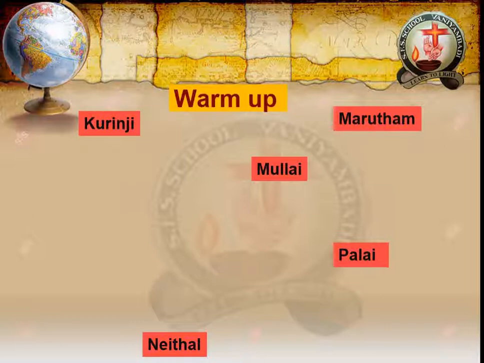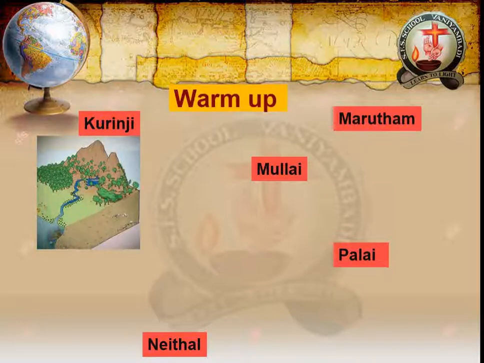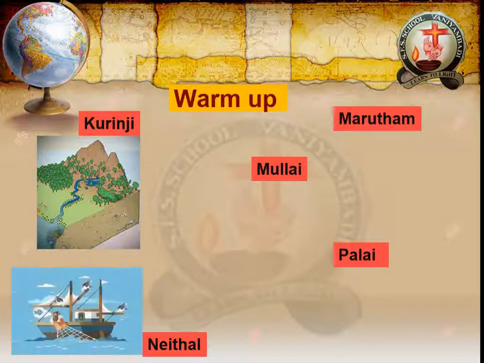Yes. So these are all the classifications of land during Sangam period. The lands are classified into 5 types, that is Kurinchi, Neidal, Mullai, Marudam, and Palai. Do you know which locality is known as Kurinchi? Mountain and its environment is called Kurinchi, whereas sea and its environment is known as Neidal.